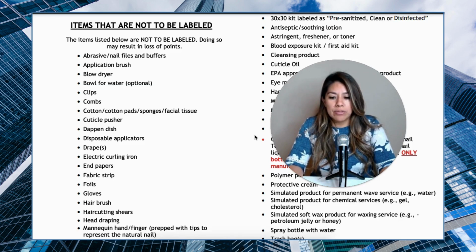Your nail files, your buffers, application brush, blow dryer, bowl for water, clips, combs, cotton, cuticle pushers, dampen dish, disposable applicators, drapes, electrical curling irons, end papers, fabric strips, foil, gloves, hairbrush, hair cutting shears, head draping, mannequin hand or finger.